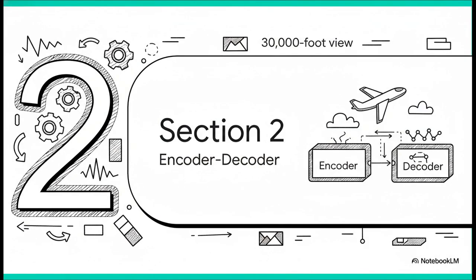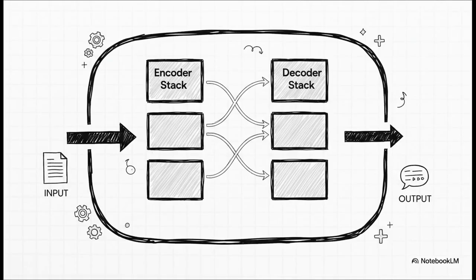Okay, so let's zoom out for a second and get that 30,000-foot view. We need to understand the basic blueprint of the transformer, which is this encoder-decoder structure. And here it is, the whole shebang. Now, I know this looks a little intense, right? But don't worry, it's really just two main components working together. You've got the encoder stack over on the left and the decoder stack over on the right. We're going to break this down piece by piece.